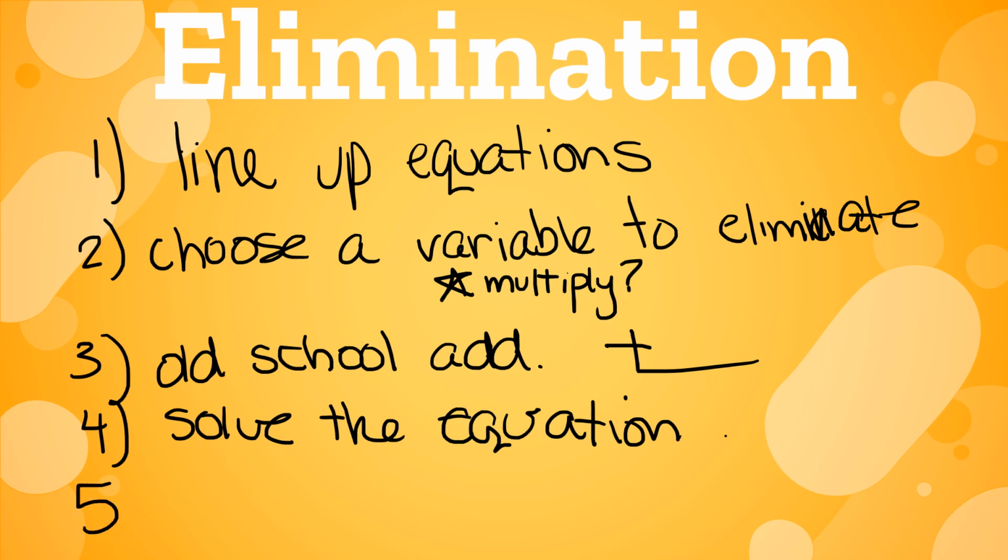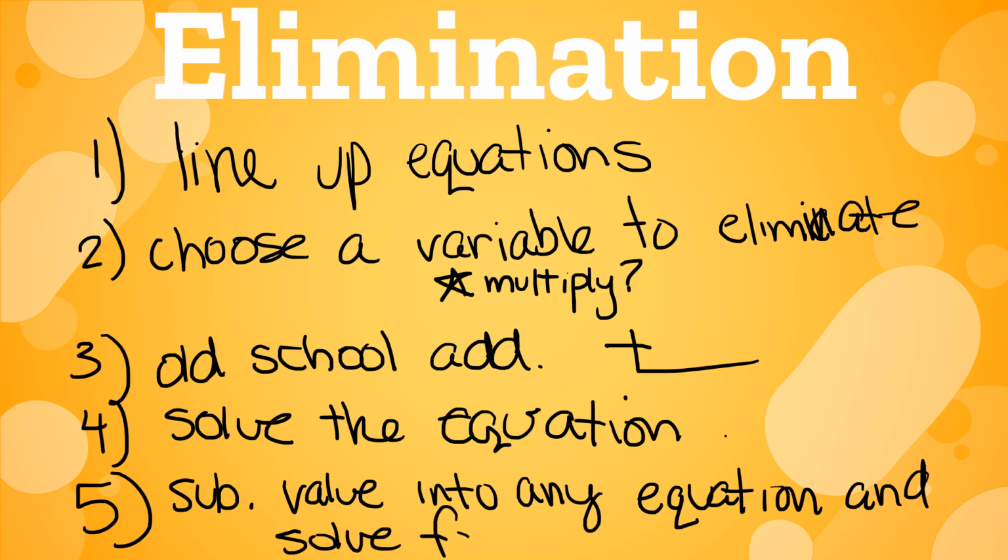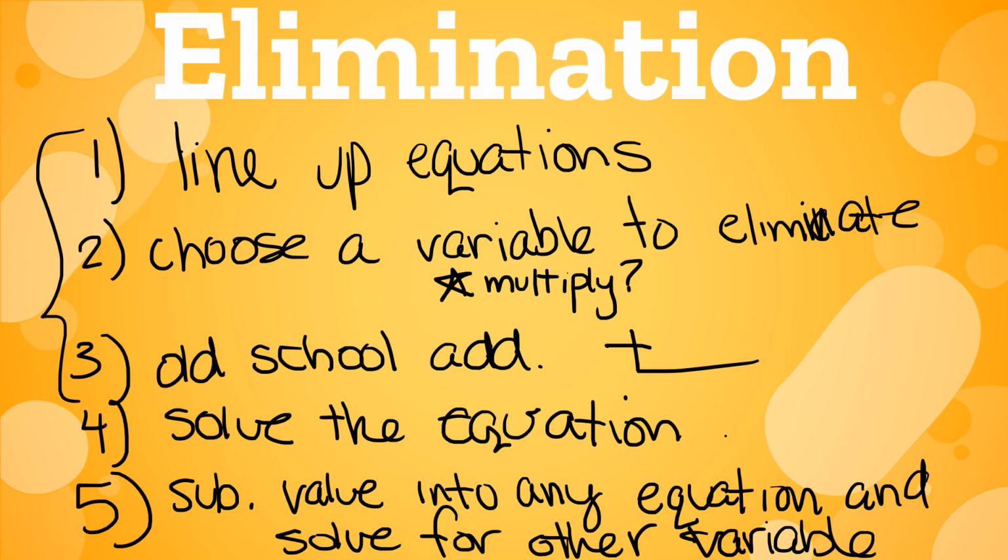So step 5, the last one, you're going to have a letter. So let's say you have x equals 9. Perfect. Substitute value into any equation. Does this sound familiar? And solve for other variable. Right? This looks just like substitution. Once you know one letter, every problem is the same. If you know one of the 2 values, then it's the same. So really the only thing that's kind of new is the first 3 steps.